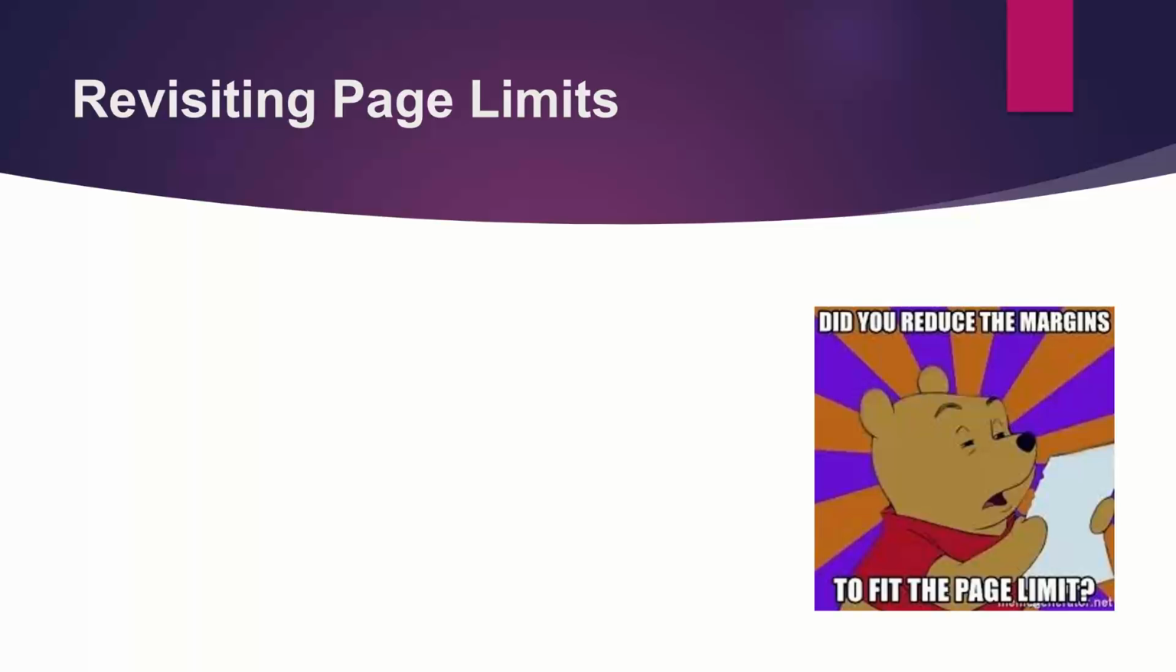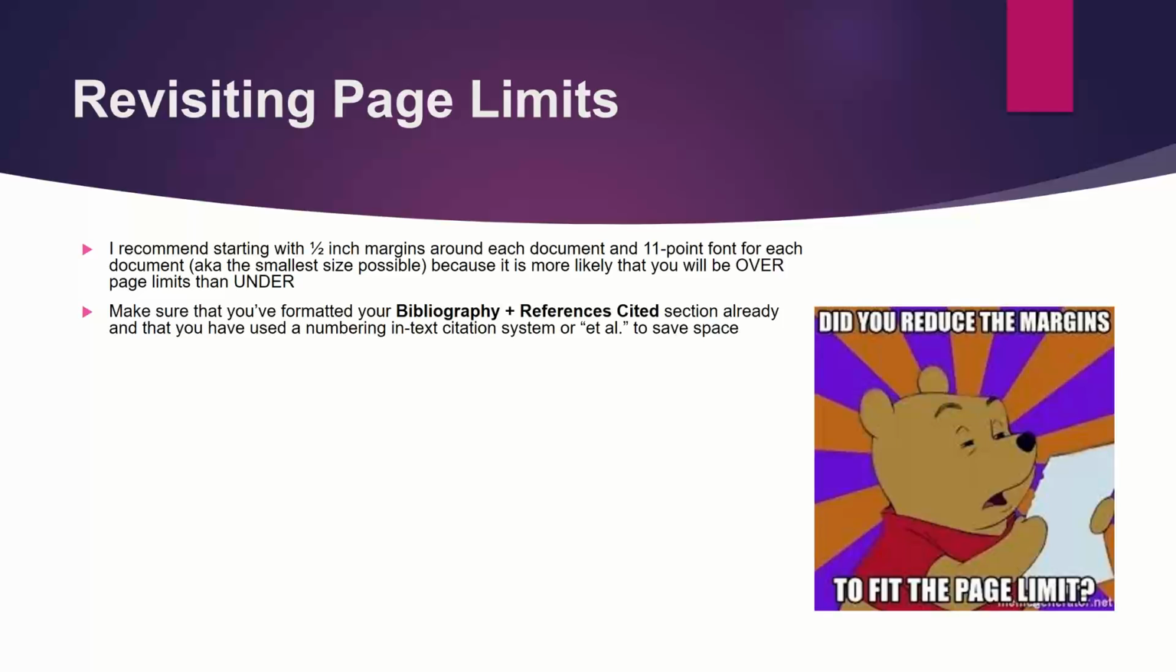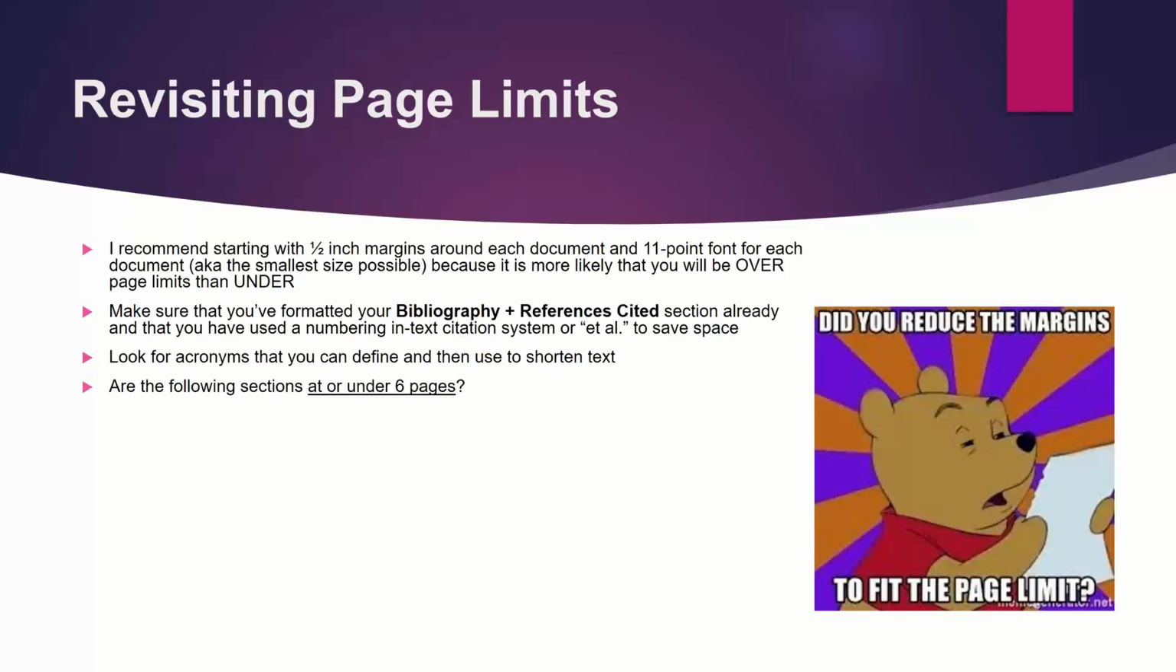Let's revisit page limits. I recommend starting with half-inch margins around each document and 11-point font for each document, which is the smallest size possible because it is much more likely that you will be over page limits than under them. Make sure that you formatted your bibliography and references cited section already and that you have used a numbering in-text citation system or et al. to save space. Look for acronyms that you can define and then use to shorten the text. So shortening functional magnetic resonance imaging to fMRI is going to save you a lot of space.